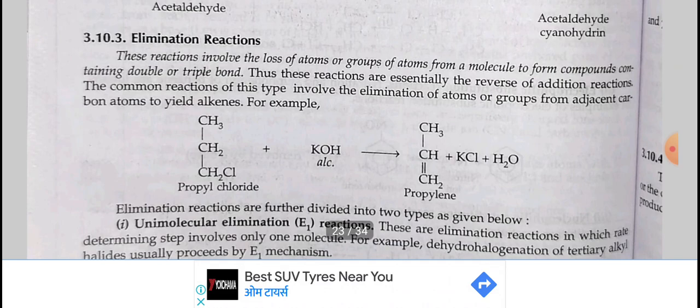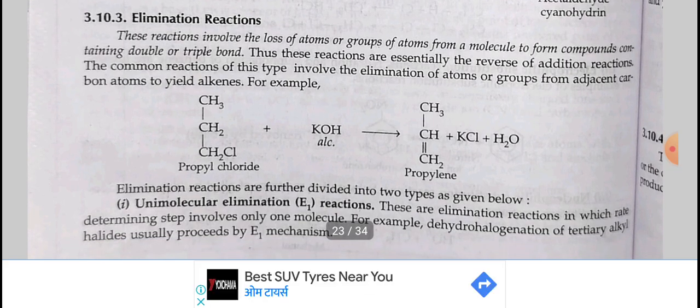Elimination reactions. These reactions involve the loss of atoms or groups of atoms from a molecule to form compounds containing double or triple bonds. Thus, these reactions are essentially the reverse of addition reactions. The common reactions of this type involve the elimination of atoms or groups from adjacent carbon atoms to yield alkenes. For example, propyl chloride plus alcoholic KOH gives propylene plus H2O.